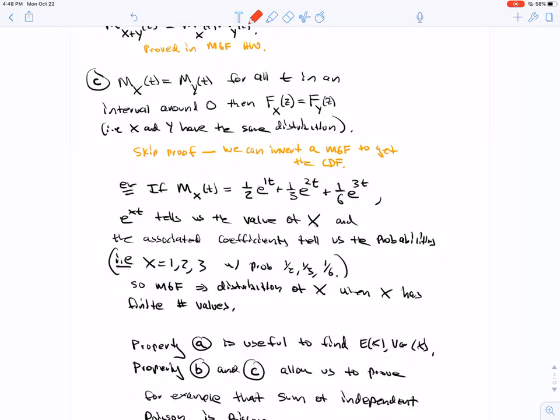And lastly, if two random variables have the same MGF for all t in some interval around 0, then they have the same distribution. In other words, they have the same CDF. We're going to skip the proof of this. The proof involves the inverse of a Laplace transform, which is a topic in complex analysis.